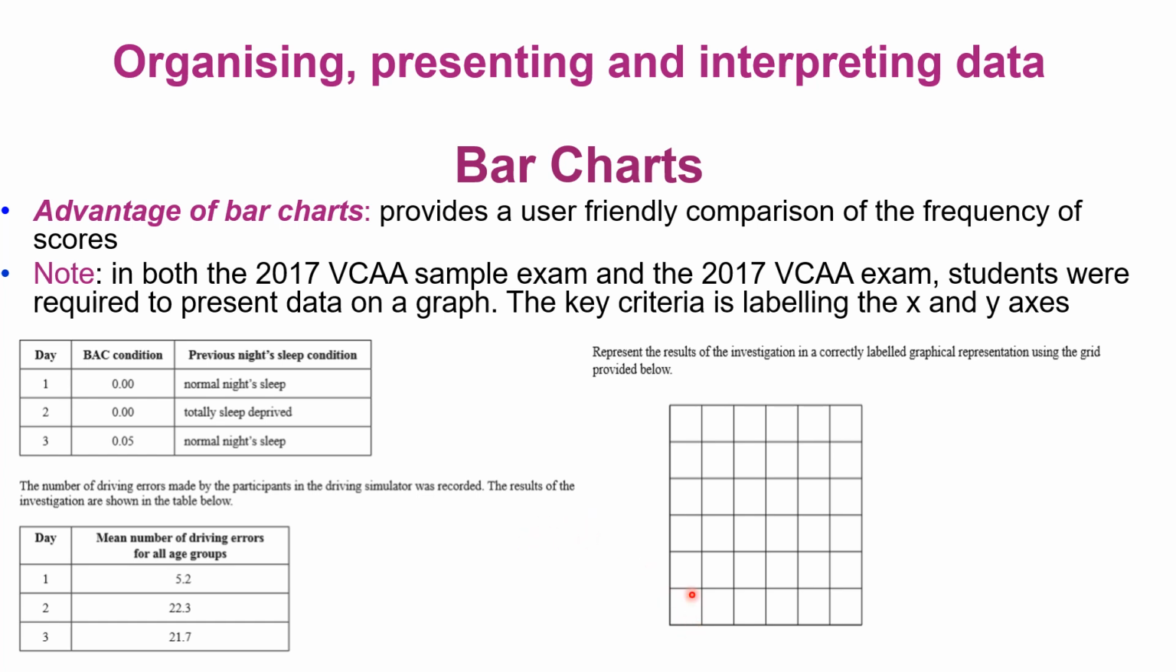So our first bar, we go up to 5, and these other two, we're going up to 22-ish, etc. So a good one to practice. But again, mean number of errors this way, and then we label the 3 conditions. So we've got our control, normal sleep. We've got two variations of the IV, sleep deprived, and then we've got a 0.05 alcohol group.